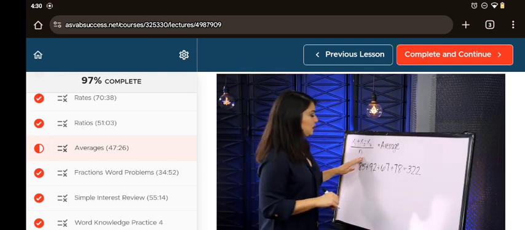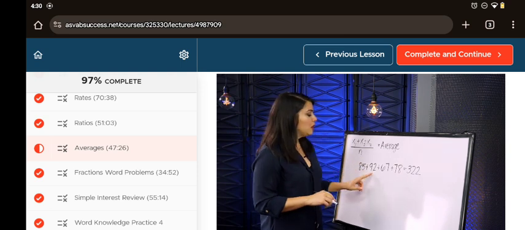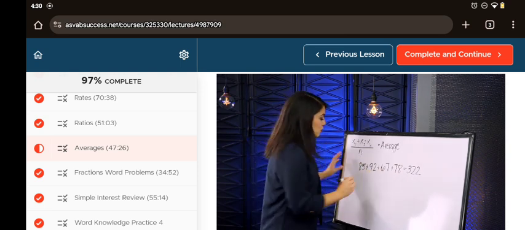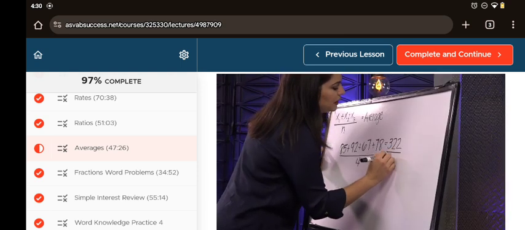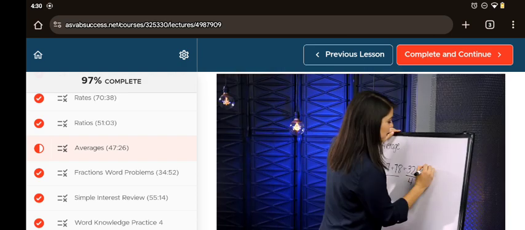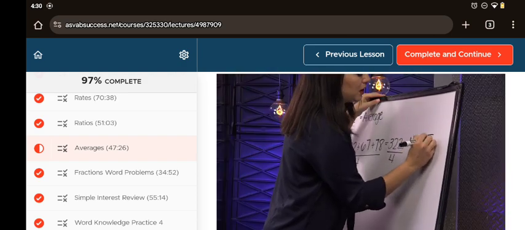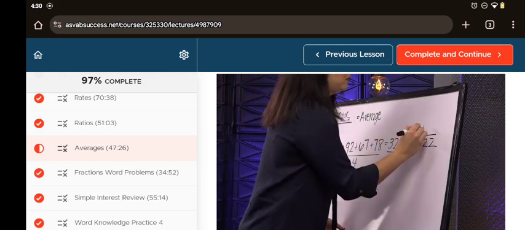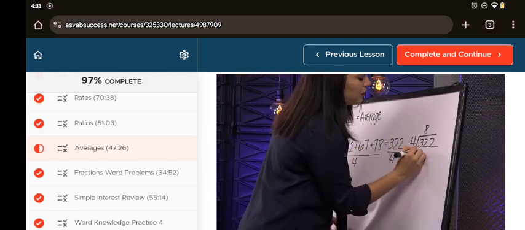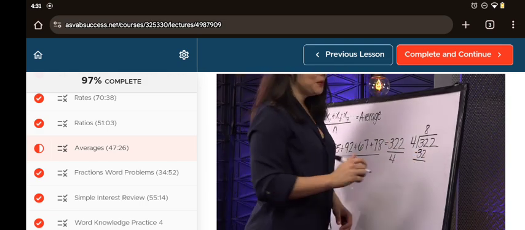According to our equation, the next thing we need to do is divide by the number there are. Okay, so there are 4 exam scores here. So we're going to divide this whole thing by 4. Let's go ahead and divide that by 4 together. So 4 into 322. 4 goes into 32 8 times. Real easy, right? 4 times 8 is 32. 32 minus 32 is 0.